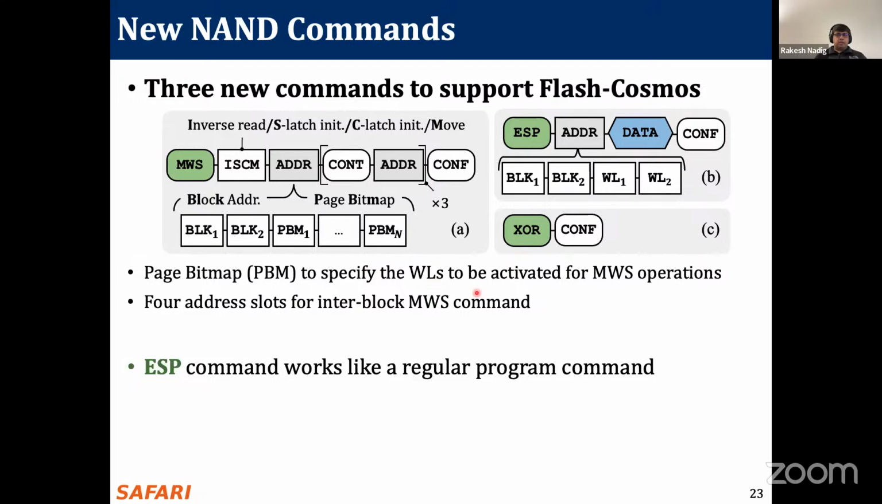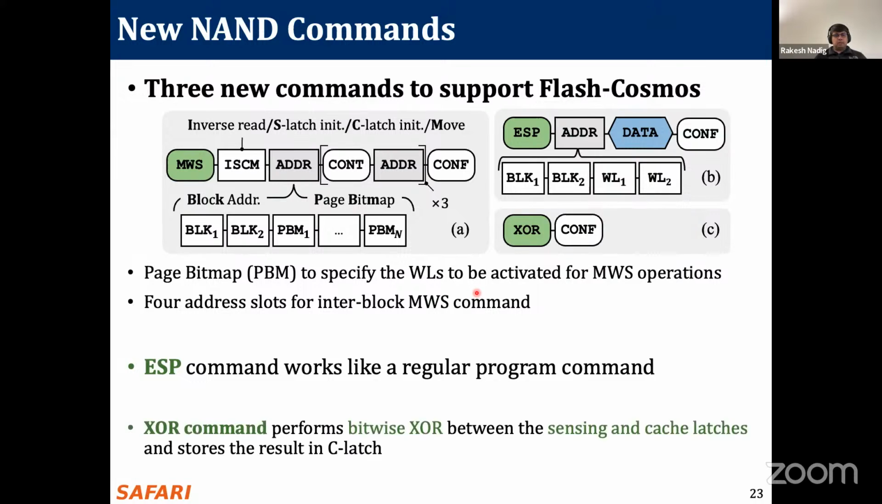There's also the ESP command for improving the reliability, which simply works like a regular program command but performs more ISPP steps as part of the programming sequence. And then the XOR command performs the bitwise XOR between the sensing and the cache latches, and stores the result in the cache latch. So these are the 3 new commands that we support for Flash Cosmos.